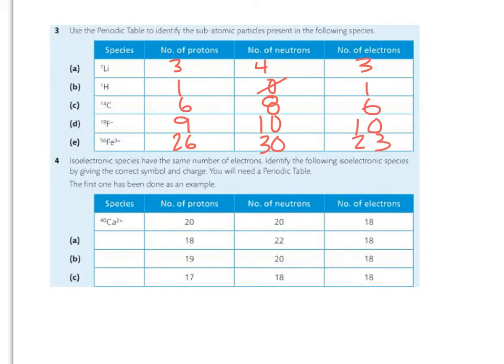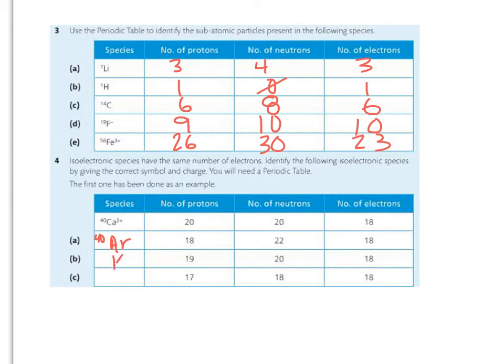Number 4 is similar. It says isoelectronic species have the same number of electrons. Identify the following isoelectronic species by giving the correct symbol and charge. You'll need a periodic table. The first one's been done as an example. So really the key here is to look at the number of protons to identify what it is. So element 18 is argon. Adding up the 22 and 18 means the mass is 40. And then looking at the number of electrons, 18 and 18 means there's no charge. So this would just be argon 40.